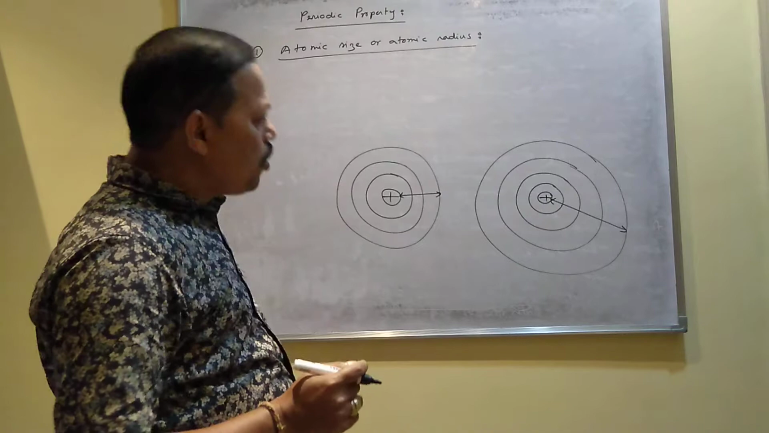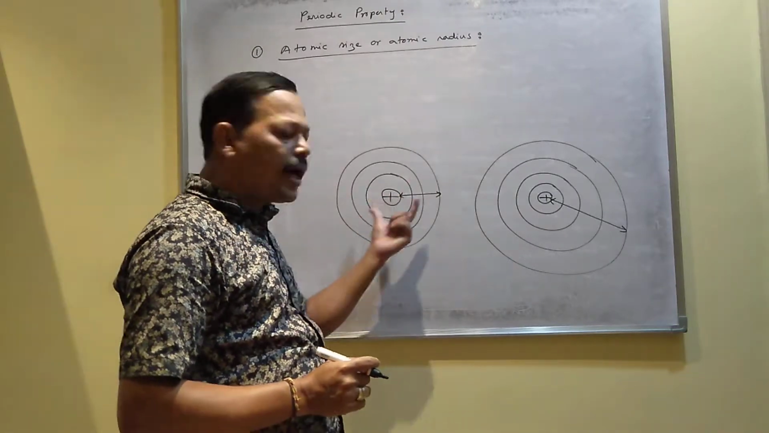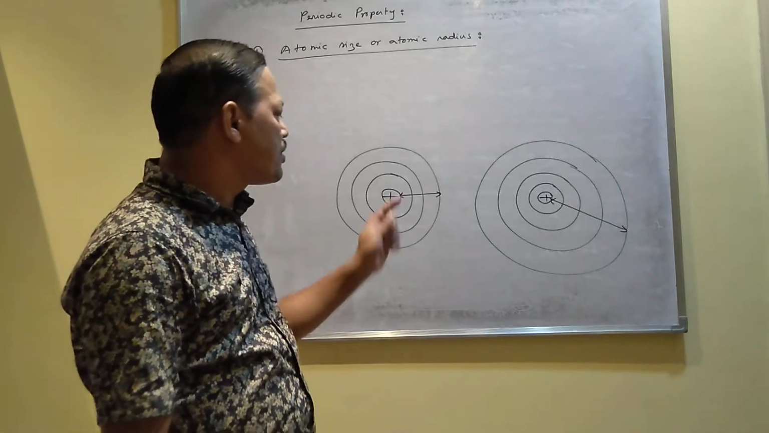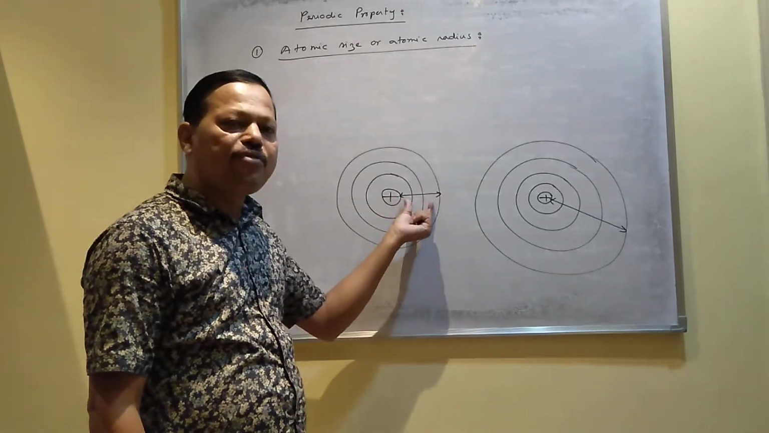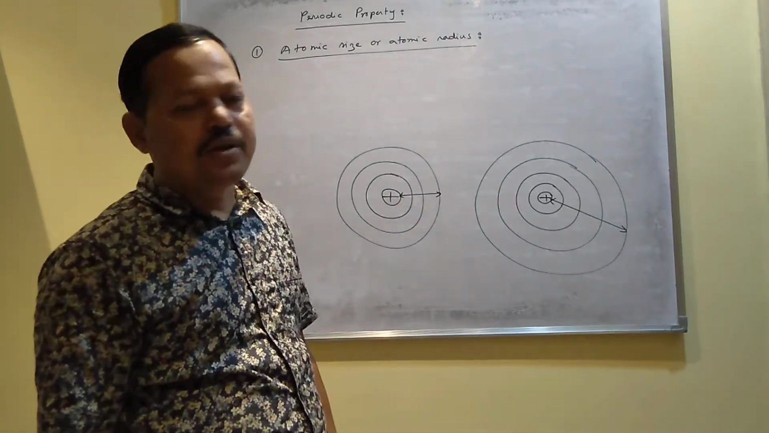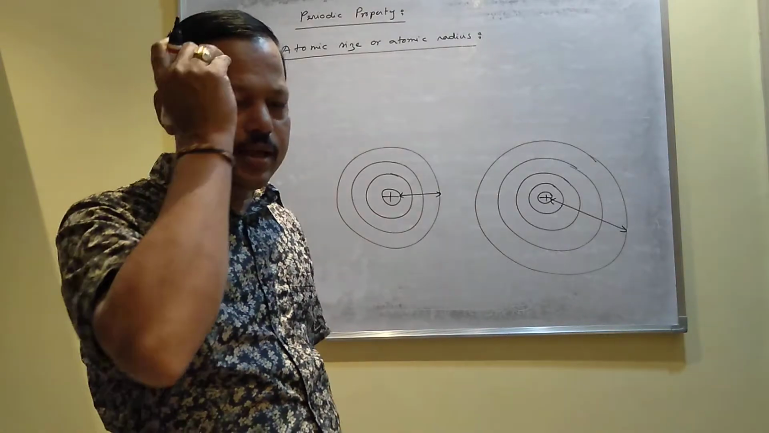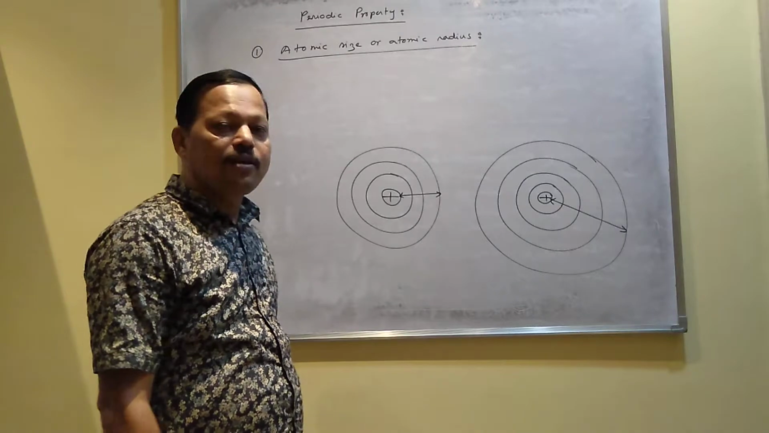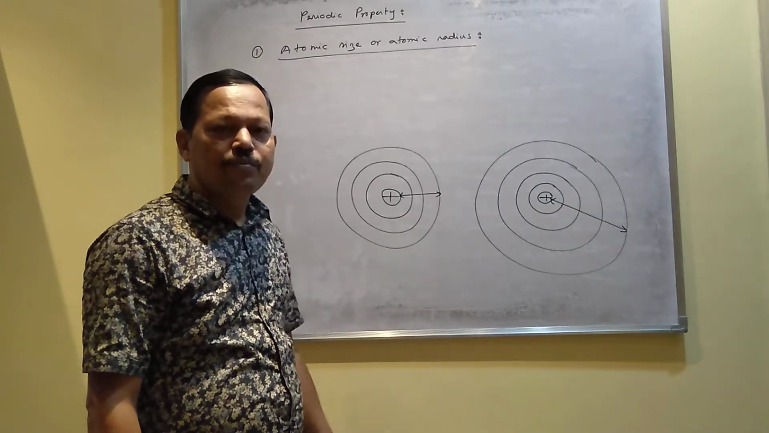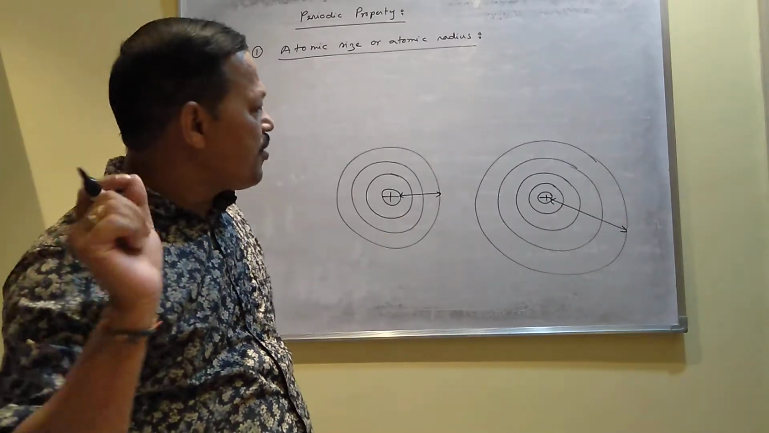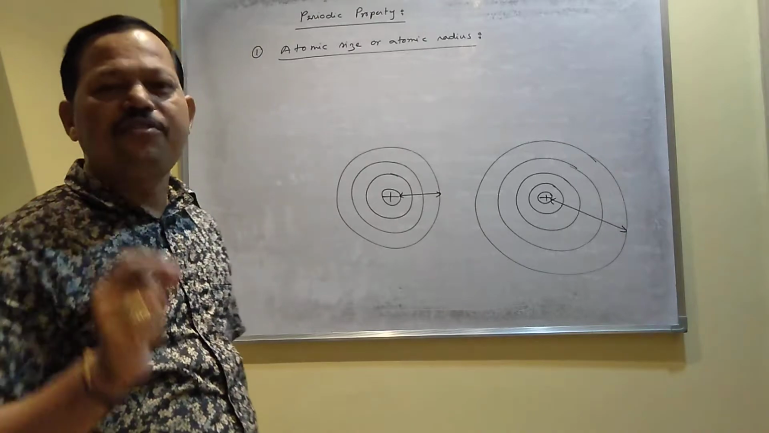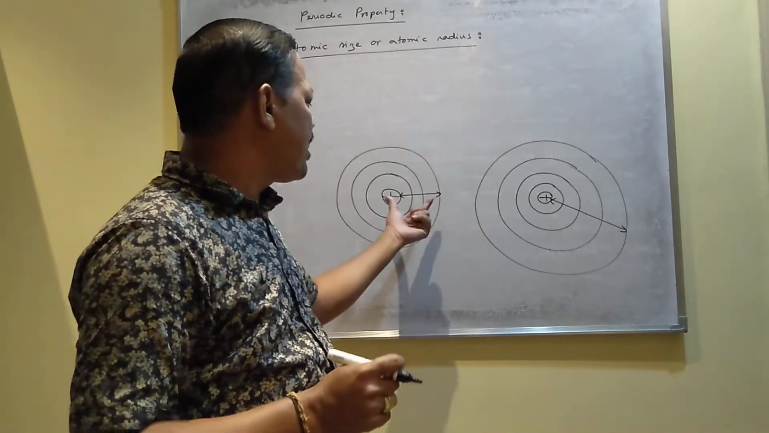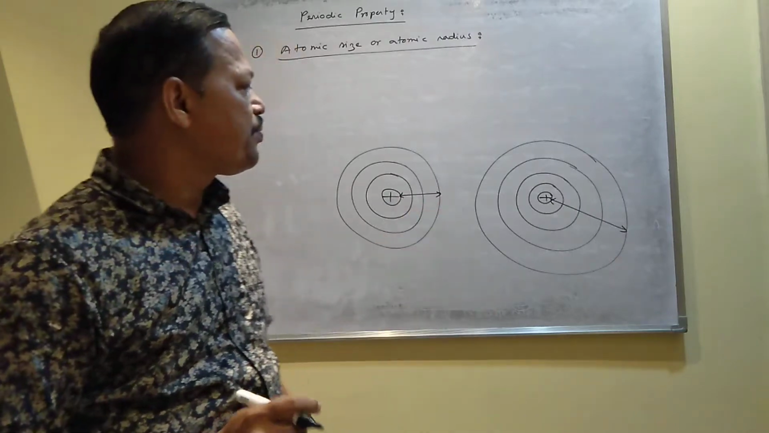Now, although the size of the atom is determined from the radius, it is very difficult to find out the radius of the atom. There are so many difficulties in determining the radius of the atom. Do you know what the difficulties are? The first one is that atoms are very small particles. That is why it is difficult to determine the radius.